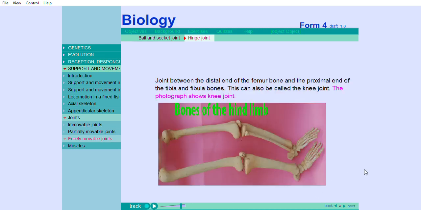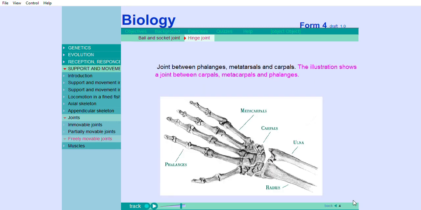Joint between the distal end of the femur bone and the proximal end of the tibia and fibula bones. This can also be called the knee joint. The photograph shows the knee joint. Joint between phalanges, metatarsals, and carpals. The illustration shows a joint between carpals, metacarpals, and phalanges.